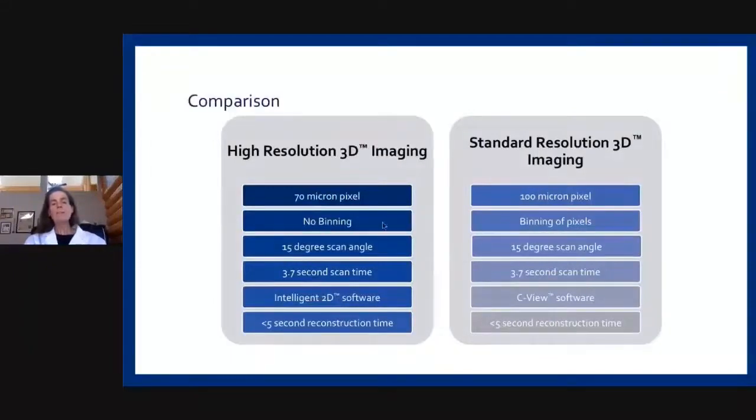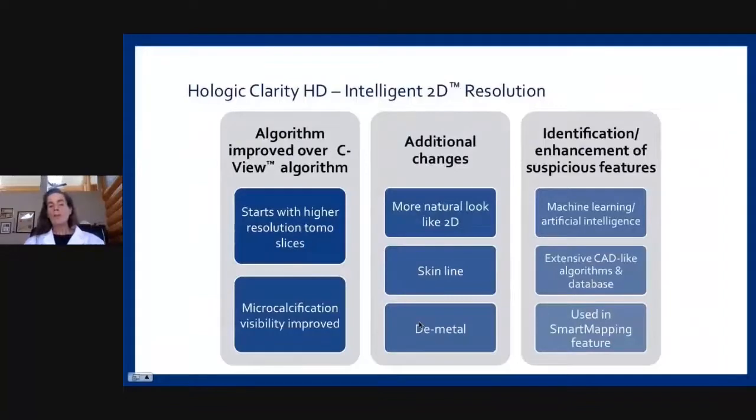So again, just comparing, I think the big thing, and I'm going to show you some examples, is the resolution. The 70 micron is better than what we started with, the 100 micron. And the scan time is the same, the angle is the same, the reconstruction time, all of that is really the same. So it's really the resolution. And we're going to show you the advantages in skin line and the demetalling and just the overall, what we call the more natural look. We also have improved the visibility of the calcifications with the intelligent 2D over the C-View.